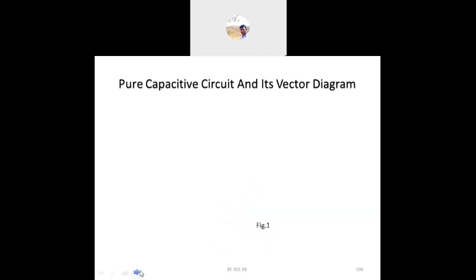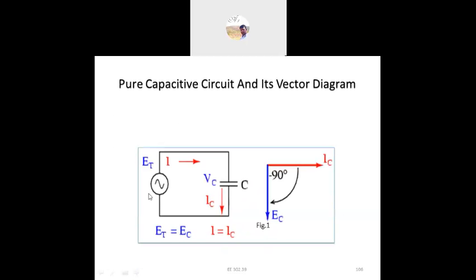Next, we'll talk about the pure capacitor circuit. Here we have the capacitor with plates, and I is equal to the capacitor current. Here is the voltage. The supplied voltage E is equal to Vc, that is the EC, we can say.